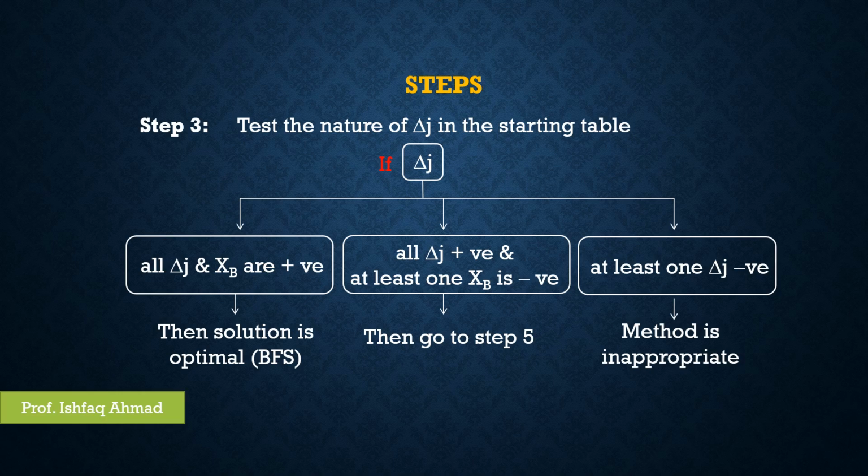In step 3, we will check for 3 conditions. Number 1 is if all delta j's and xb are positive, then the basic feasible solution is optimal. And second condition is if all delta j's are positive and at least one value for xb column is negative, then we have to proceed towards step number 5. And last condition is if at least one value in delta j values is negative, then this procedure is not appropriate to solve the problem.